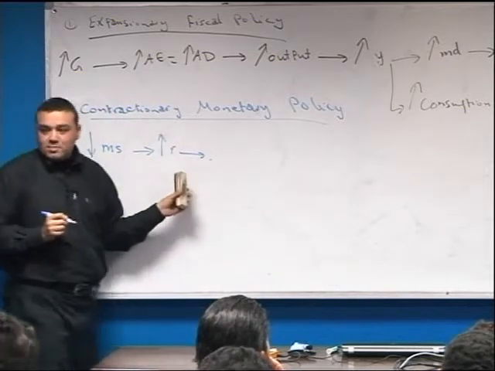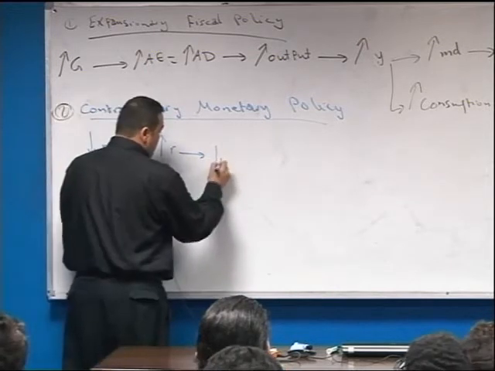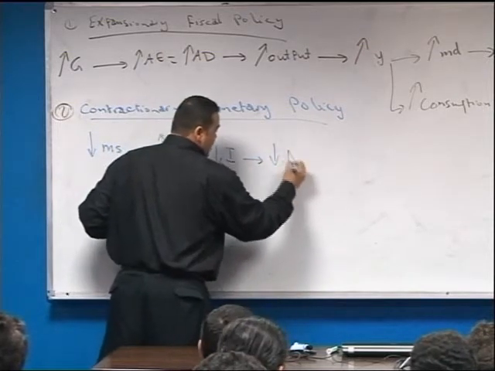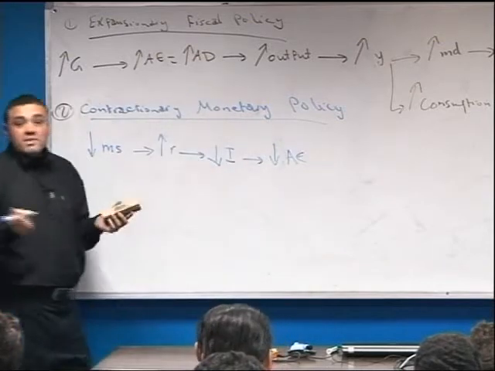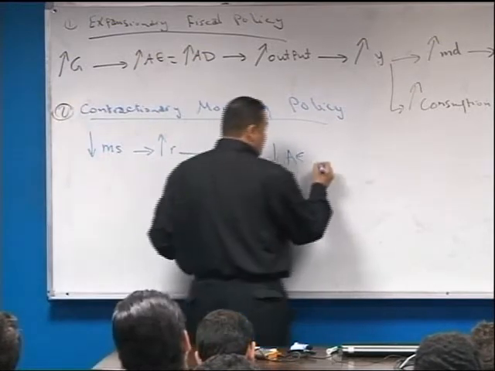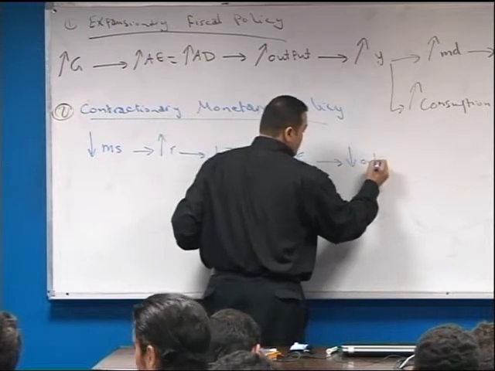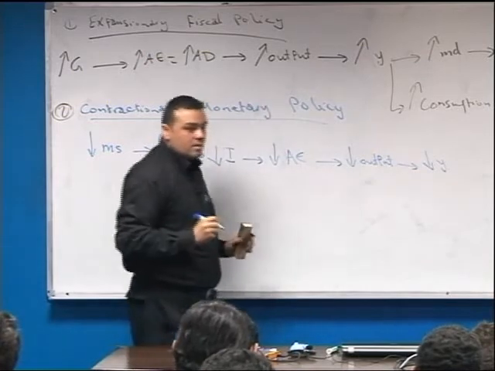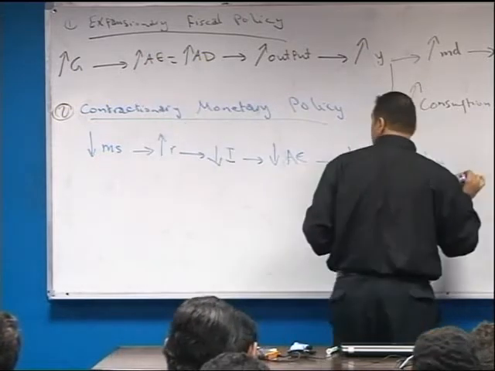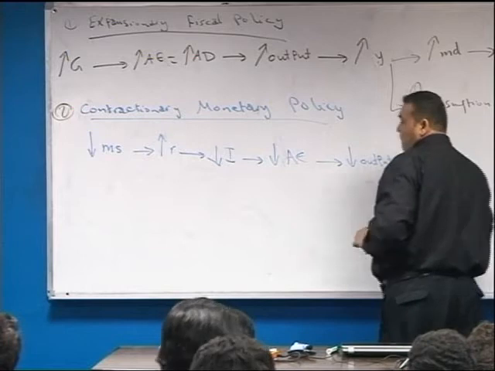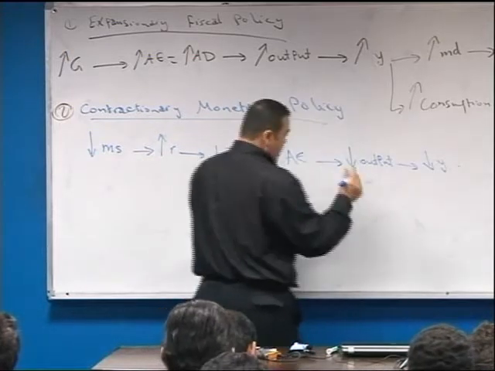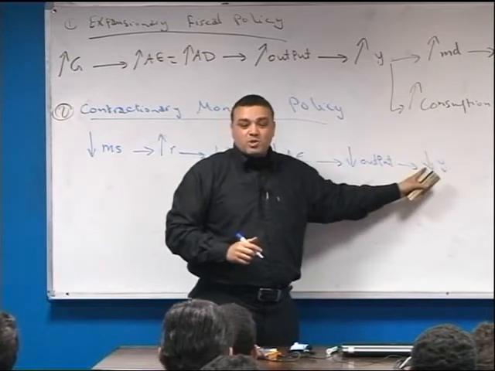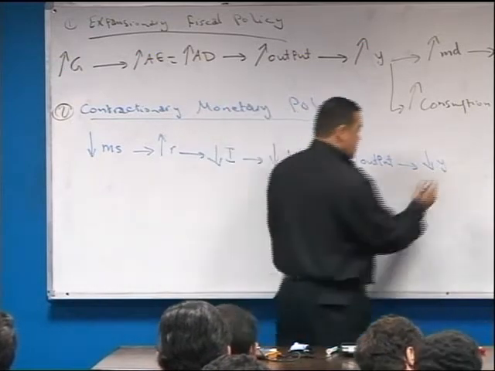شو بيعمل في الانفستمنت؟ بينزل. ومن ثم الاجريجيت اكسبندتشر would decline، ومن ثم الاجريجيت اوتبوت would decline as well. الانكم would decline والماني ديماند، خلص وقفوا هان. انا بدي ادرس وات از ذا عن الكونسومشن: الواي decreasing في الواي، شو بيعمل في الكونسومشن؟ decreasing في الكونسومشن.